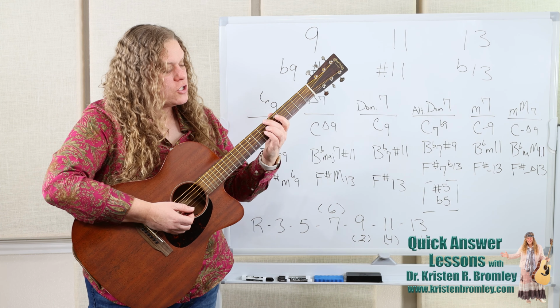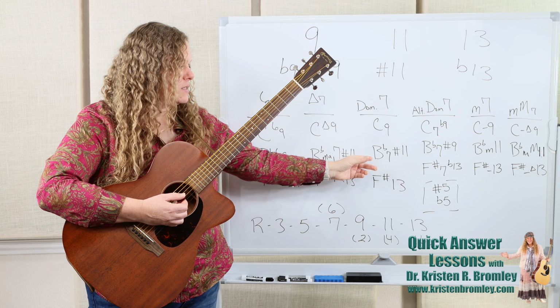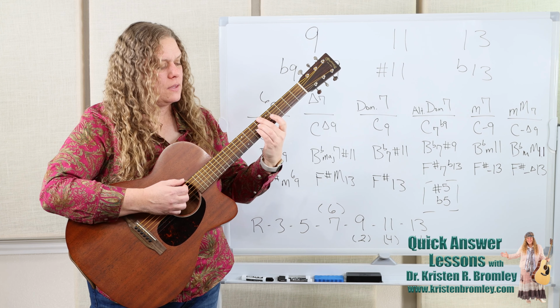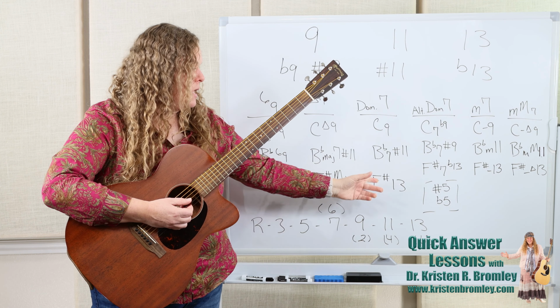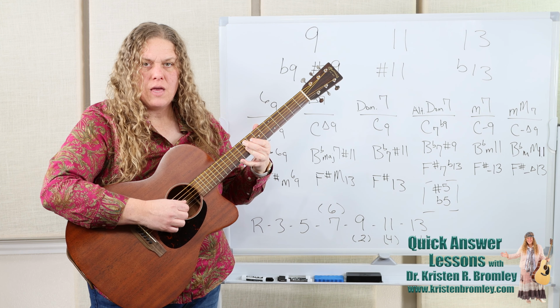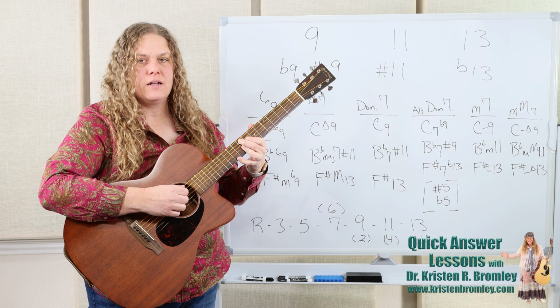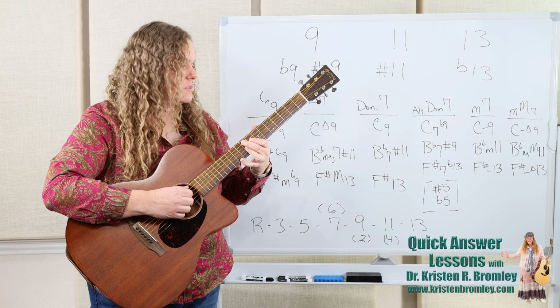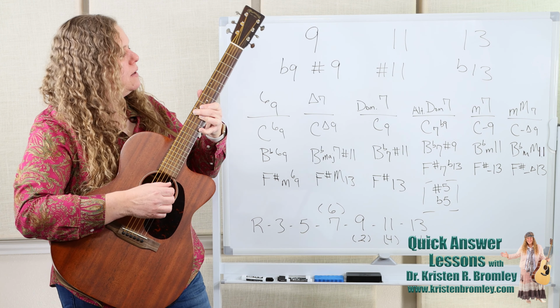B flat 7 sharp 11. So it works the same. If I see that 7 then sharp 11, I know that I've got my major chord with the flatted 7th and the sharp 11. F sharp 13. I've got my major chord with the flatted 7th and the 13th added. Now this particular voicing also has the 9th in it. So that's kind of what those are like.